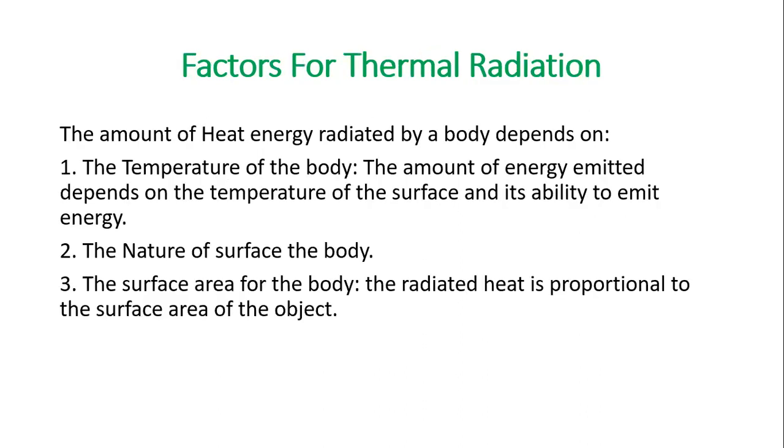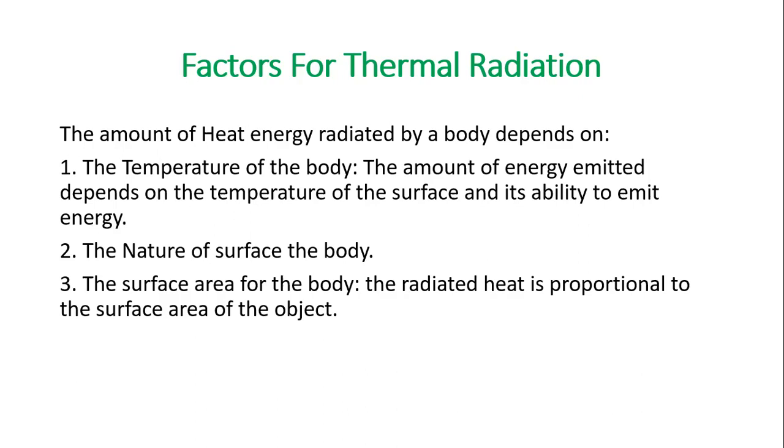Now, let's see the factors for thermal radiation. The amount of heat energy that is radiated by a body depends on the following factors. The first one is the temperature of the body. The amount of energy that is emitted depends on the temperature of the surface and its ability to emit energy. So, if the temperature is high, it will emit high energy. If it's low, it will emit low. And its ability to emit energy depends on how it can release the energy.